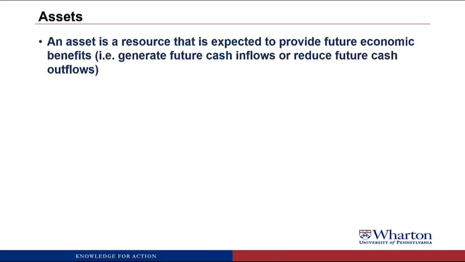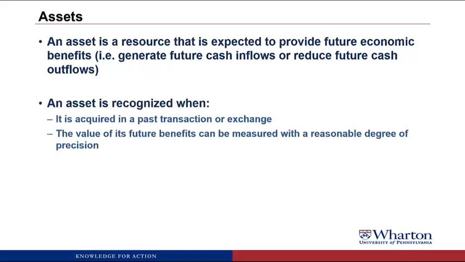An asset is a resource that's expected to provide future economic benefits. That means it's either going to generate cash in the future or it's going to reduce the amount of cash we have to pay in the future. There's two criteria that we're going to use to decide when we can recognize an asset. It has to be acquired in a past transaction or exchange, and the value of its future benefits can be measured with a reasonable degree of precision.